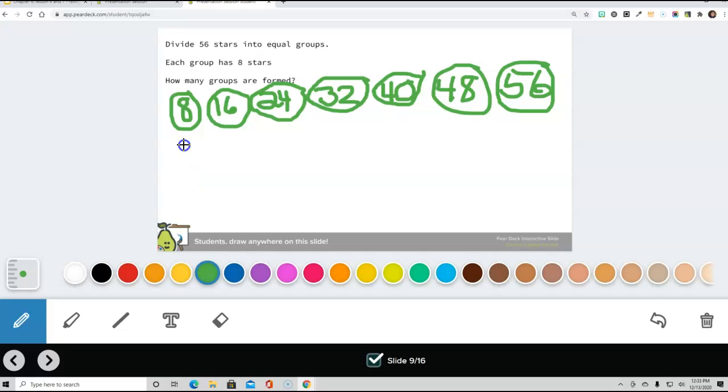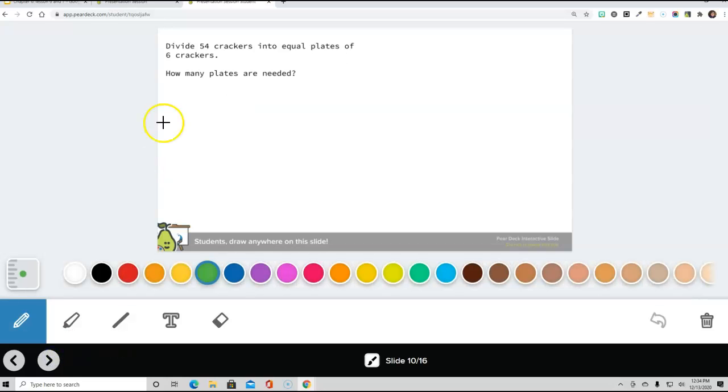And now I need to count how many times. 1, 2, 3, 4, 5, 6, 7. So that's 7. 56 divided by 8 equals 7. So here they needed to know how many groups to make. Before we were told how many groups and they wanted to know how many are in each group. So it's a little different. Here, how many groups? Skip counting is the best way. So it says divide 54 crackers into equal plates of 6 crackers. So you would be skip counting by 6s until you get to 54.